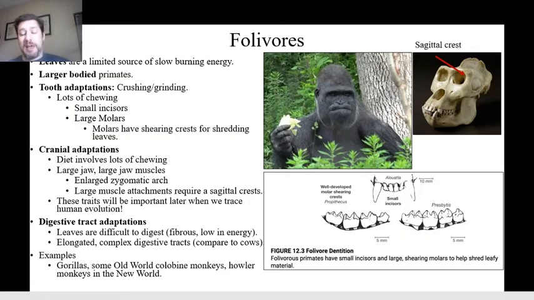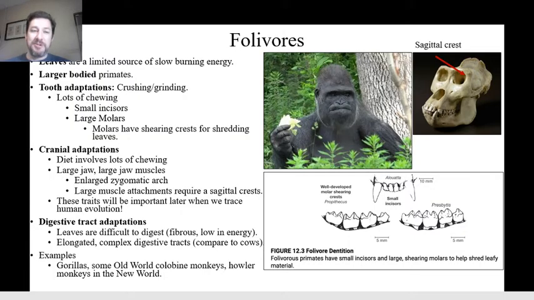However, they have something in common with large ruminants like cows in that the leaves they eat are an extremely limited source of energy that takes a long time to digest. So what adaptations do you have if that is the case? You have a relatively large body because it's going to take a long time to stand around and digest that food, and you're going to have to eat a lot of it. So you're going to be in one place for a long time, and therefore you have to be able to defend yourself and ward off predators.